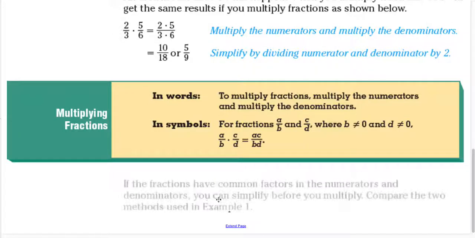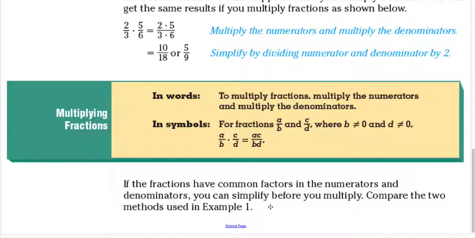So if the fractions have common factors in the numerators and denominators, you can simplify before you multiply. One more thing that we can do, besides this rule for multiplying fractions, so that you don't have to simplify after you've found the product: if the fractions have common factors in the numerators and denominators, you can simplify before you multiply. Let's take a look at example number 1 and see how this works.